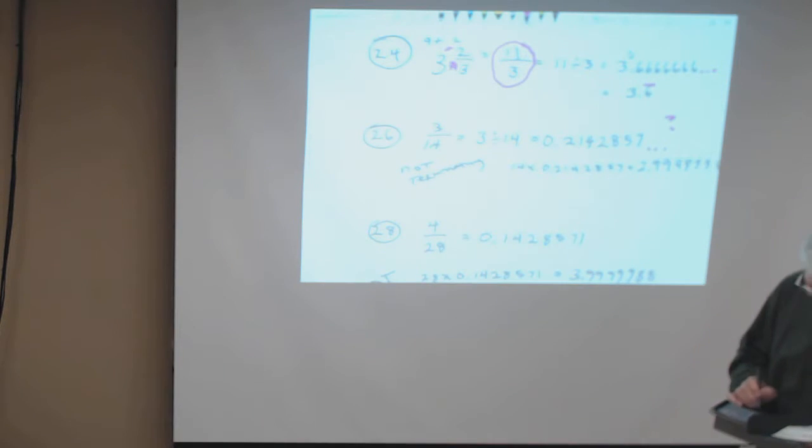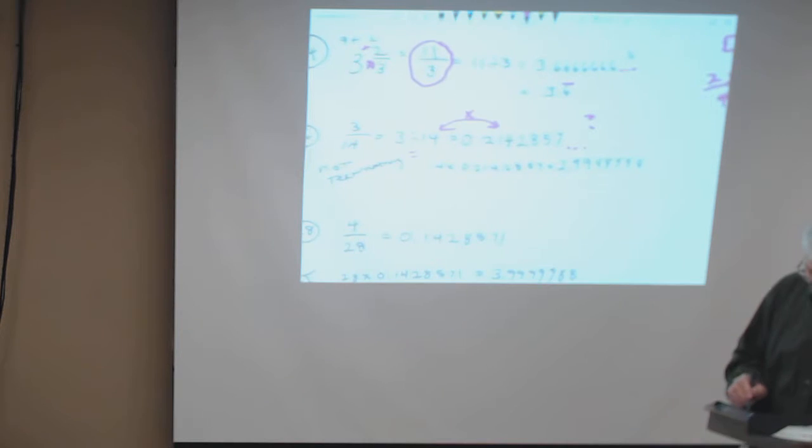So watch what happens. If 3 divided by 14 equals this, then 14 times this should equal 3, shouldn't it? So take 14 times that number, and what do you get? You get 2.9999, and then my calculator said 8.